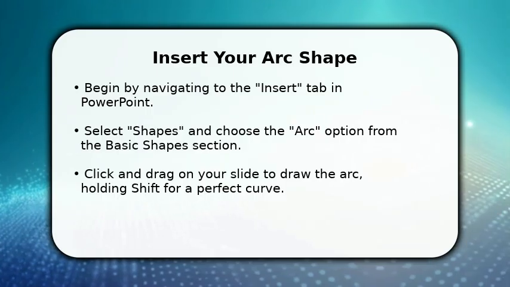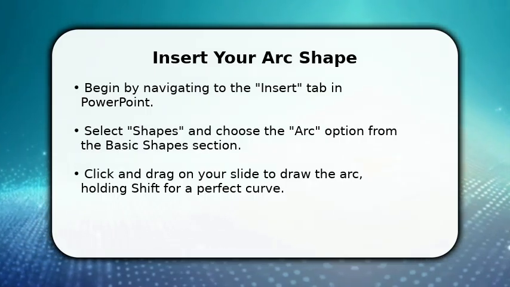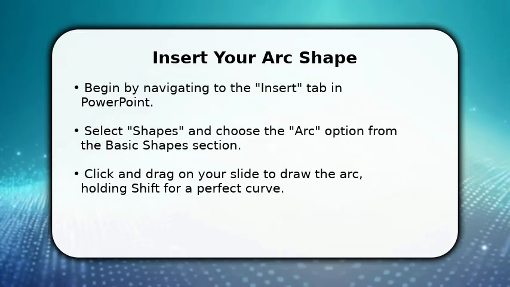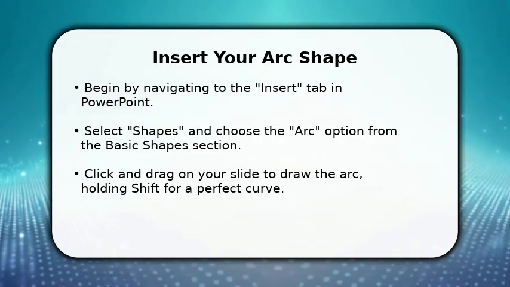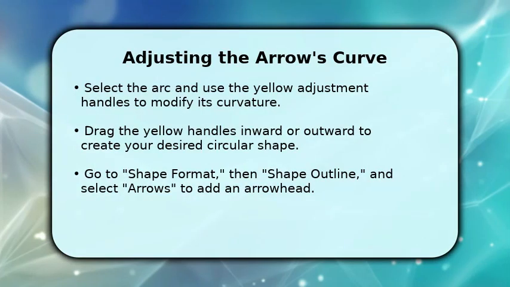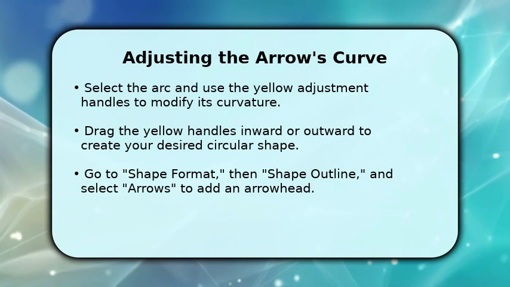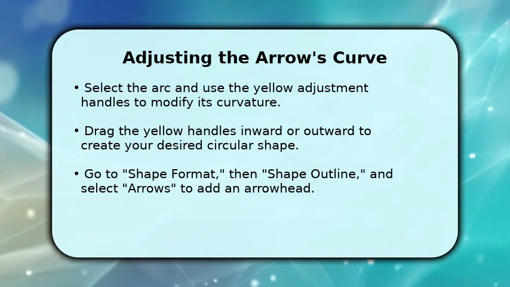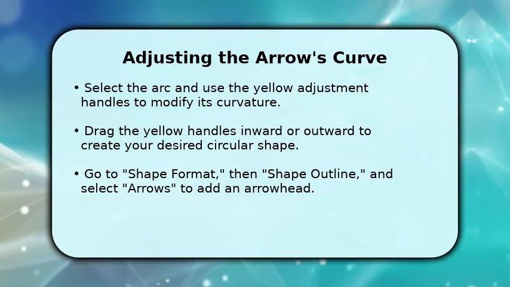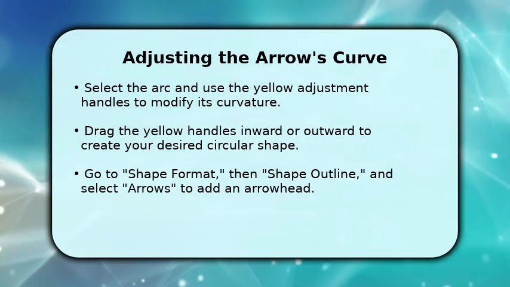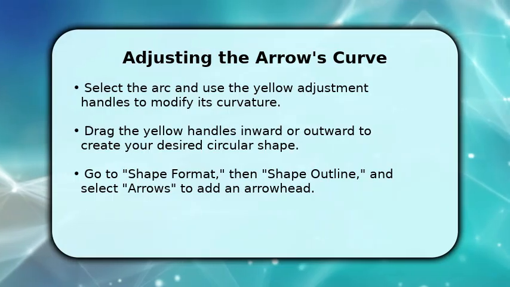Now, click and drag your mouse on the slide to draw the arc. Remember to hold down the Shift key while drawing to ensure your arc maintains a perfect, symmetrical curve. Once your arc is on the slide, select it to reveal the yellow adjustment handles. These are crucial for shaping your circle arrow. Drag the yellow handle on the arc to adjust its curvature, making it more or less circular.